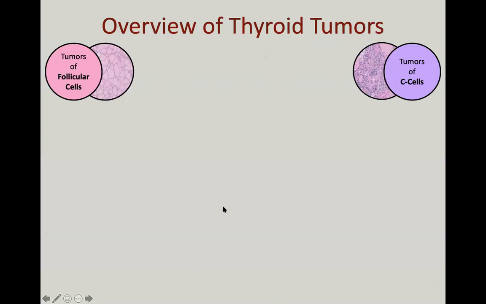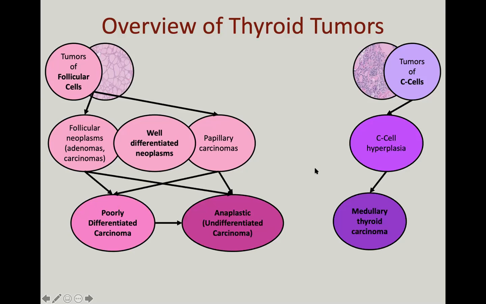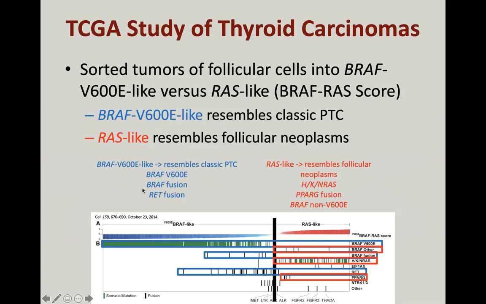So let's talk briefly about NIFT-P, and then we will be over. So remember our concept of tumors of follicular cells and tumors of C cells. Well-differentiated neoplasms, bad neoplasms, medullaries. Okay, so remember the genetics. Sorry, this is a little bit of a repeat.